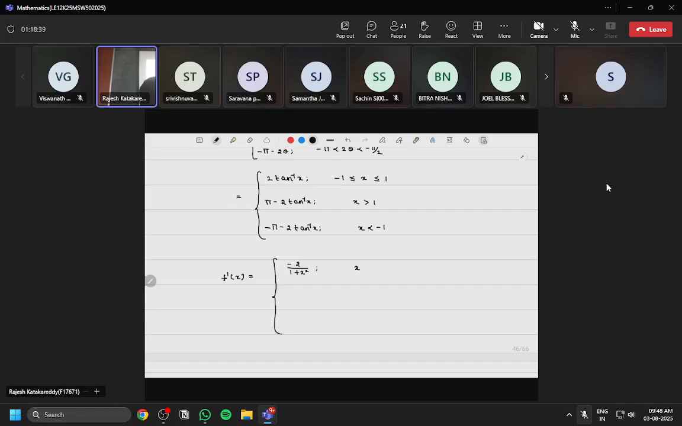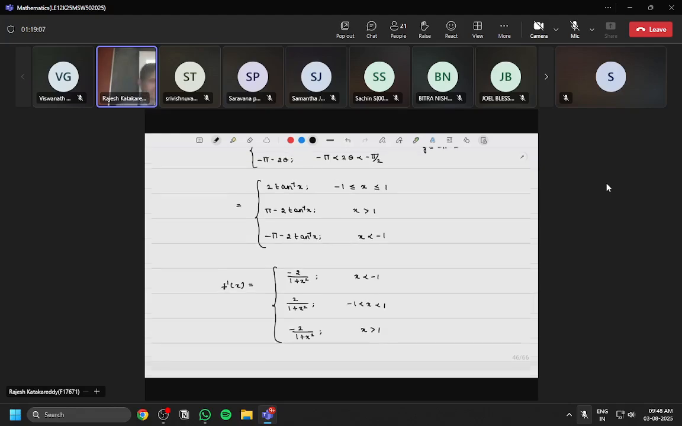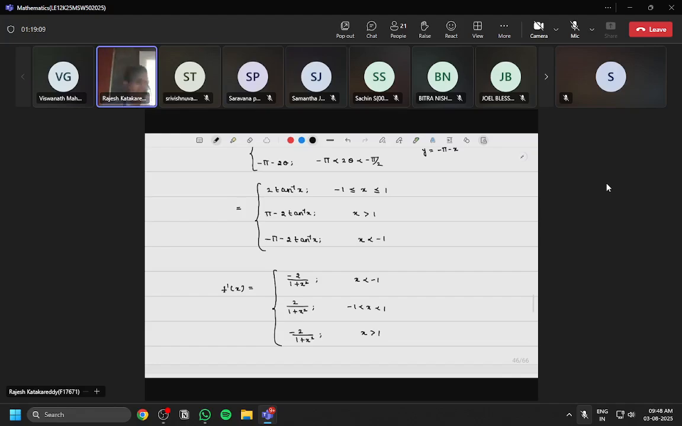This is when x is less than minus 1. So in between, this is what I have. It will be 2 by 1 plus x square. This is when minus 1 is less than x less than 1. Now at last, the final one will be minus 2 by 1 plus x square when x is greater than 1. I hope everybody understood till here. If you have any doubt, please let me know. Clear? Now, what we need to do? We need to find f dash of.